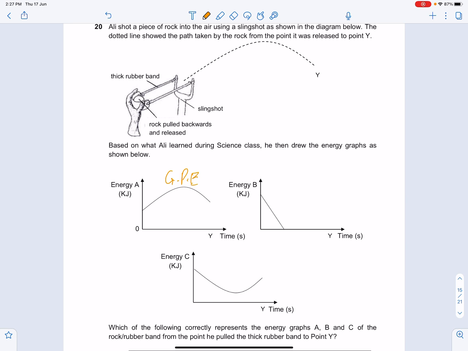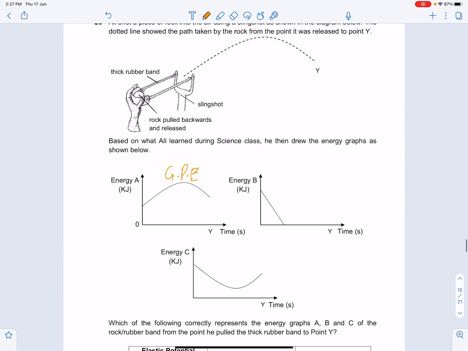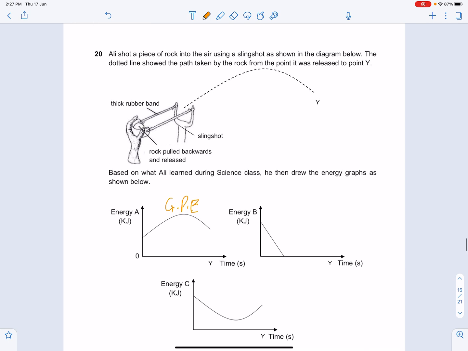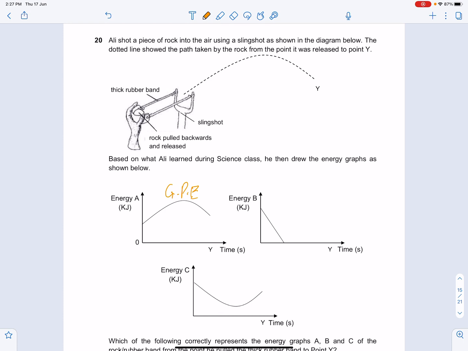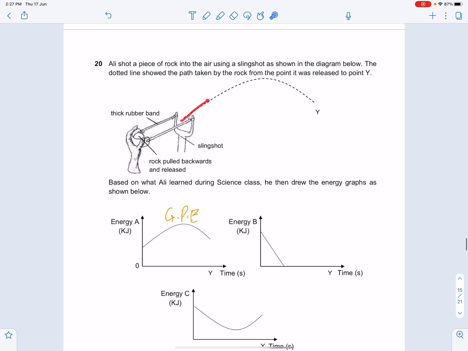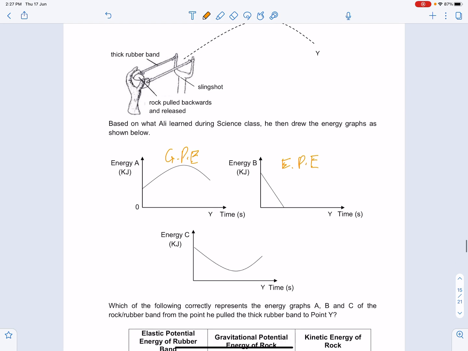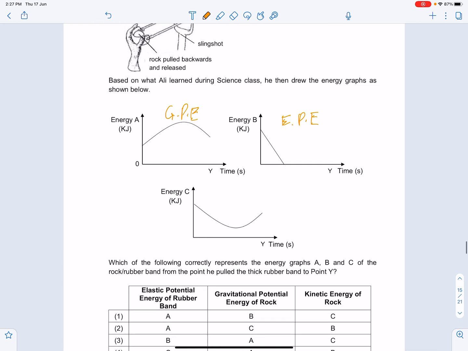And then for B over here, all right, I am looking at your elastic potential energy. Why? Okay, because as you can see, at first, your elastic potential energy only occurs at your thick rubber band. So the minute you release it, it will start to convert to other forms of energy. Okay, and then it will decrease. That's for sure. Correct? Elastic potential energy.